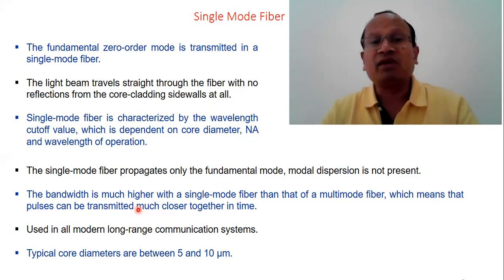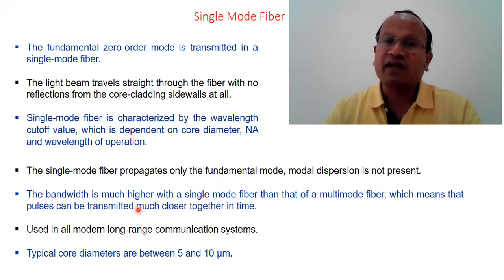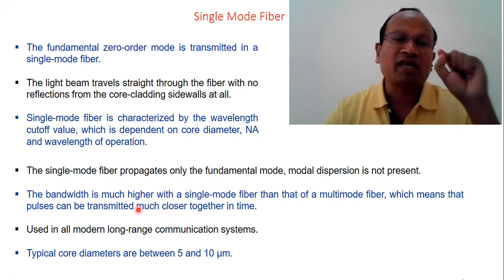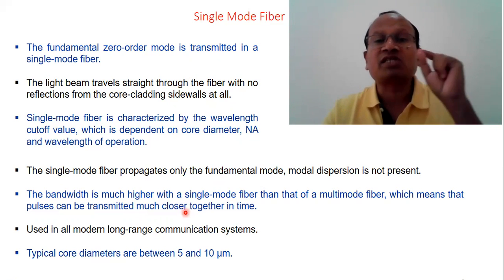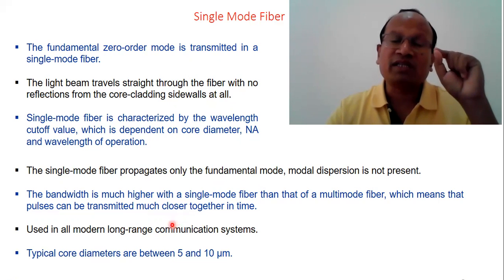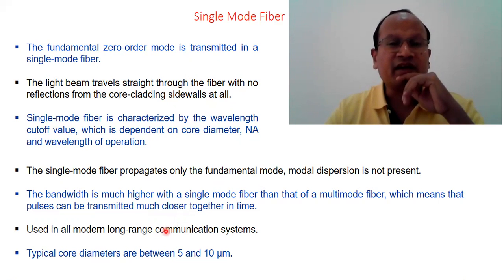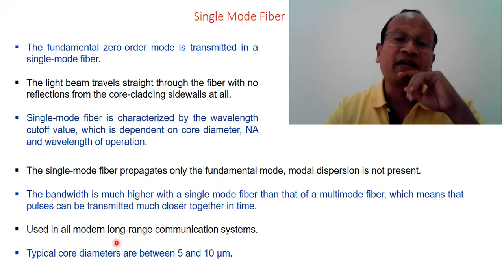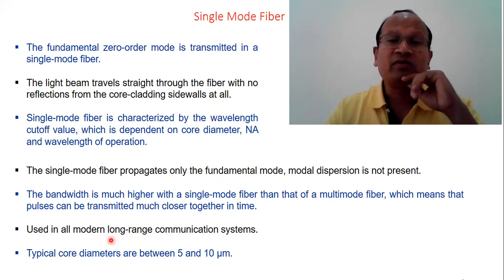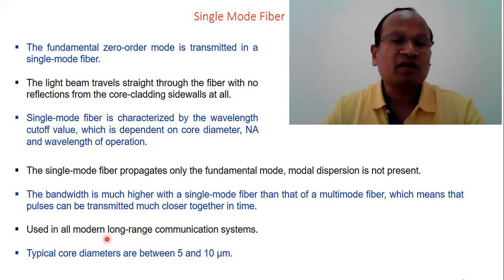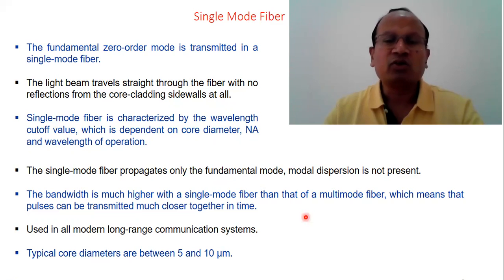I hope this is simple. When bandwidth is large, and bandwidth is defined in terms of frequency, the time slot will be less, and therefore the pulses can be transmitted much closer together in time because bandwidth is very high. Used in modern long range communication systems. The single mode fibers are used in long range communication systems. The typical core diameters in single mode fibers are 5 to 10 micrometer.